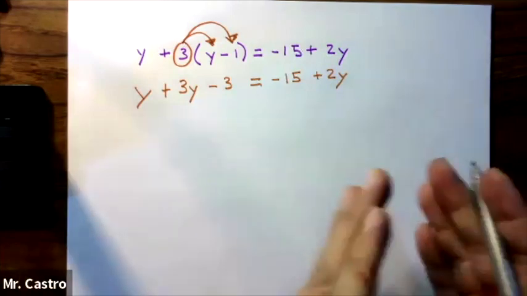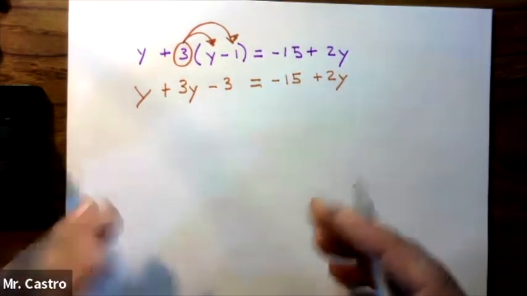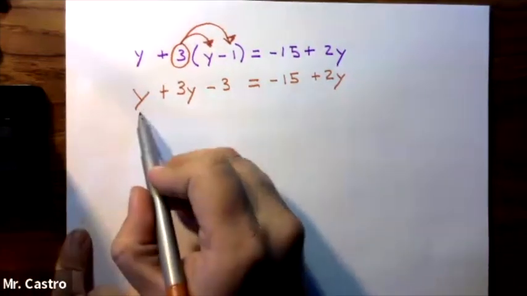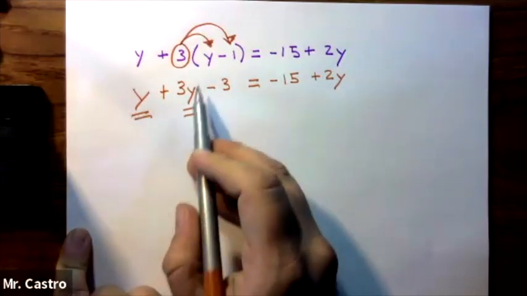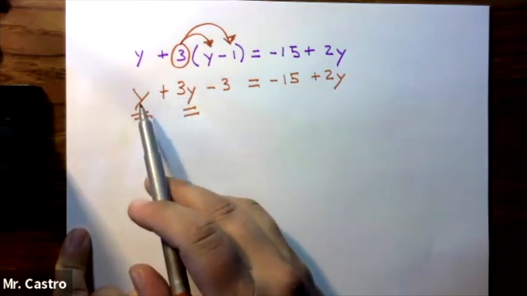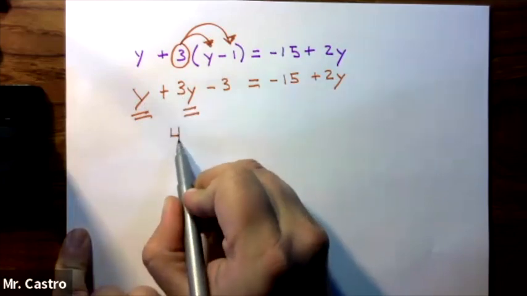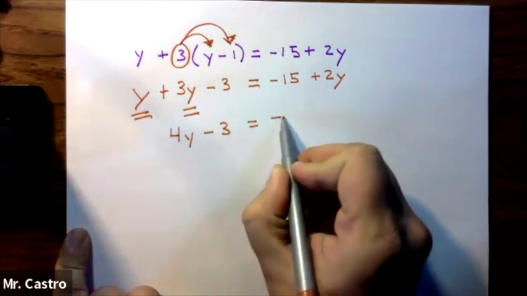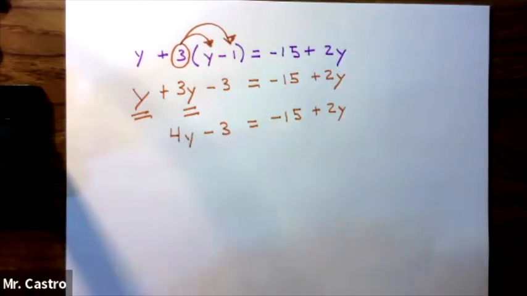All right, so now I've got a lot of addition and subtraction, so I can move stuff to the left and right. But I'll notice right away I've got a y and a 3y here. Those are like terms. They have the same variable in the same exponent. So I can combine y and 3y. So 1y plus 3y gives me 4y. I'll rewrite everything else.